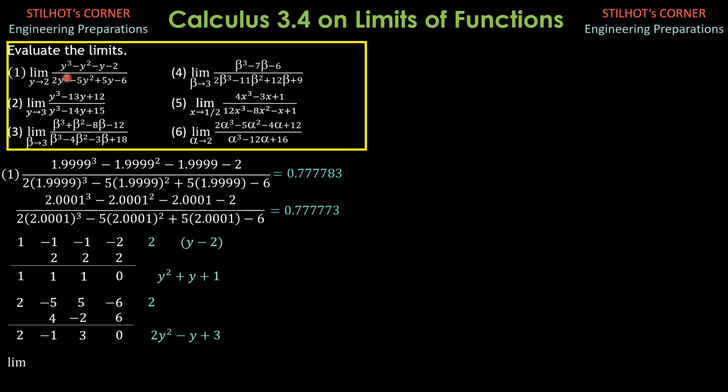So we then reduce this to the limit of quantity y minus 2 times quantity y squared plus y plus 1, all over y minus 2 times quantity 2y squared minus y plus 3. As y approaches 2, we can cancel y minus 2. Remember, y is not equal to 2, so we can cancel this. This is equal to 1 after we cancel because y is not equal to 2. But here, we substitute 2 because it is now safe to substitute 2. It is no longer an indeterminate form.